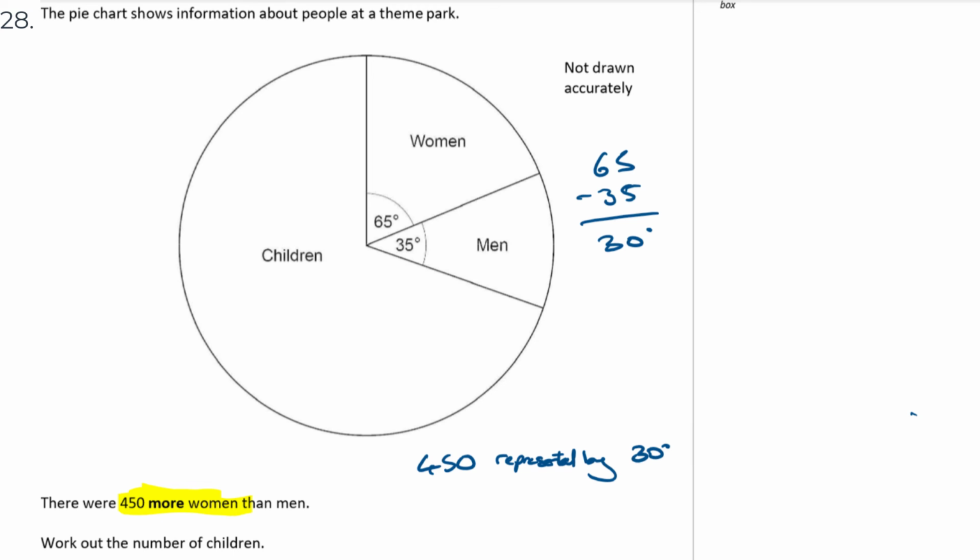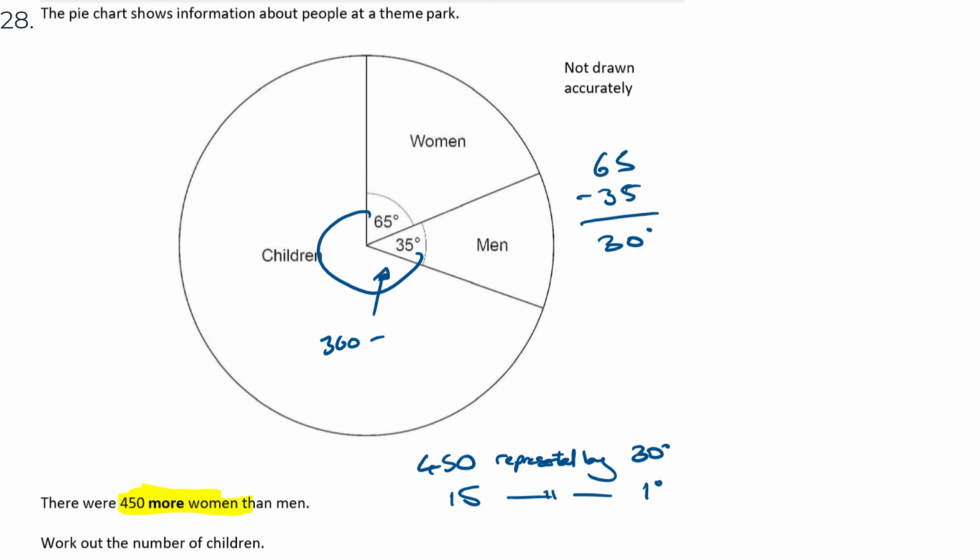Okay, so then we can work out how much 1 degree is then. So 1 degree then would be 450 divided by 30, which would be 45 over 3 is 15. So what's the angle for the children? This is going to be, angles at a point add up to 360, don't they? So if I take away the other two, the 65 and the 35, that'll tell me what the angle is for the children. So 65 plus 35, that's 100, isn't it? 360 subtract 100, that's 260 degrees.